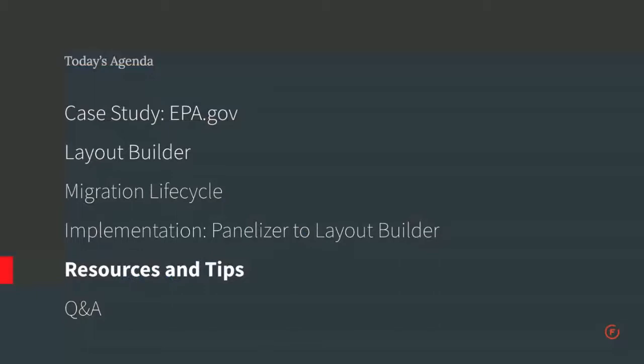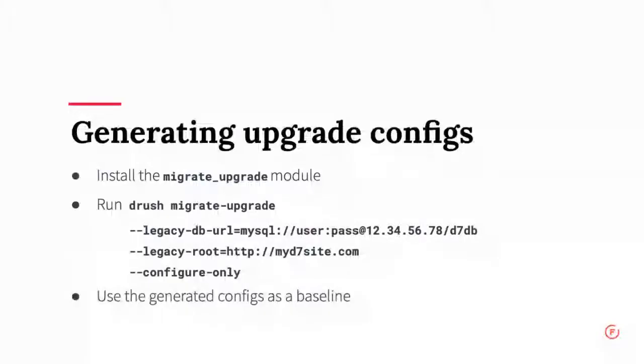So, using the migrate upgrade module, there's this migrate upgrade command that you can use with Drush, which is really great. I love it. It will connect to the Drupal 7 database, and it will create a migration configuration for every entity that exists in Drupal 7 that you can migrate. I really recommend that as a way of getting started with a baseline. Remember when I said those configurations can have hundreds of lines, so you don't end up writing that manually.